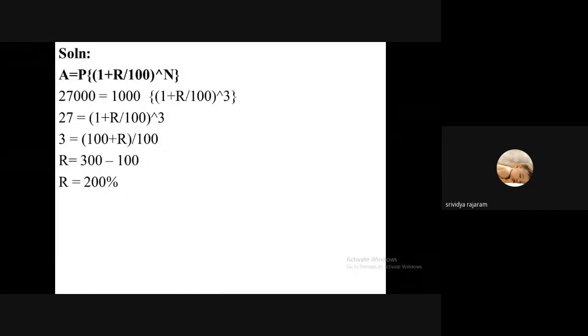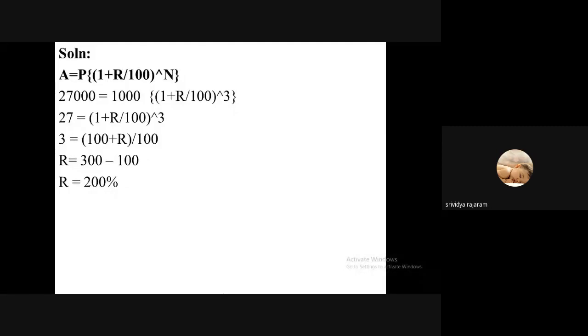On cancelling 27,000 and 1,000, we get 27 is equal to (1 + R/100) the whole power 3. This power 3, on going to the left side, becomes the cube root of 27, right? The cube root of 27 is nothing but 3. So 3 is equal to, on taking the LCM, (100 + R)/100. On bringing this 100 to the left-hand side, we get R is equal to 300 minus 100. So R is equal to 200%.